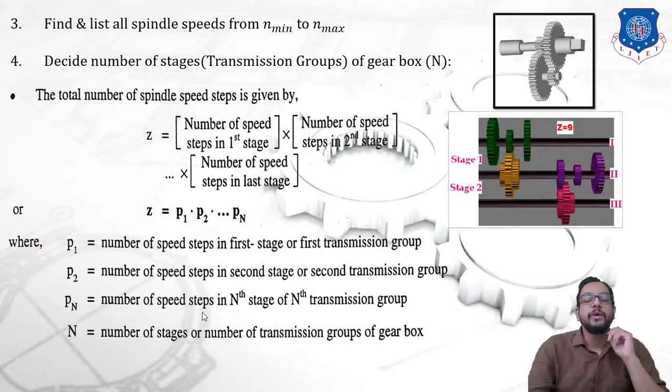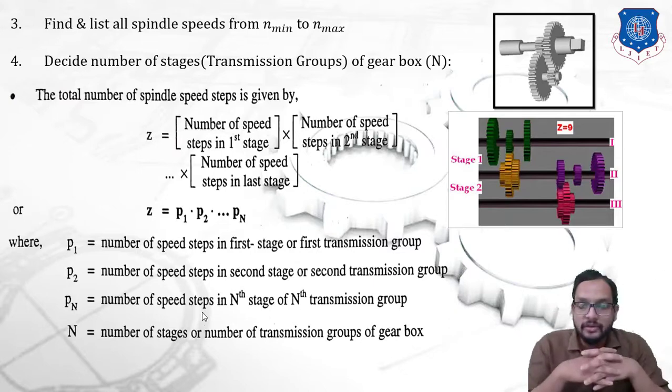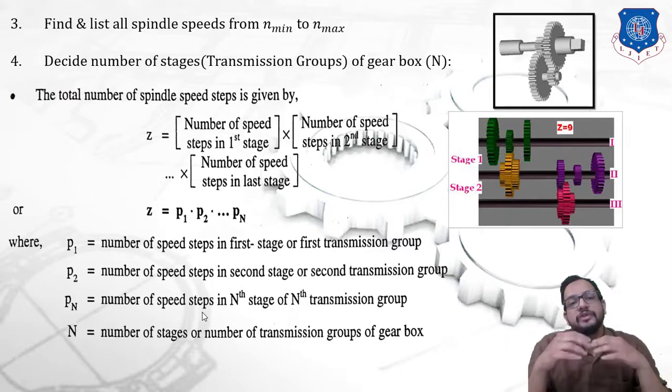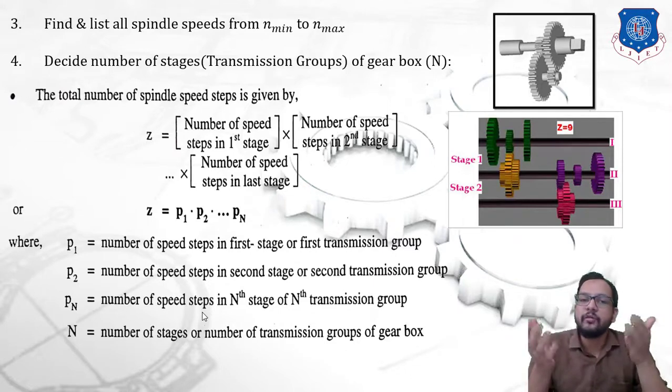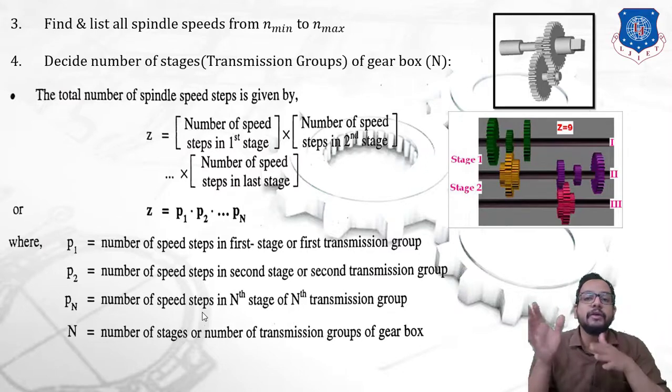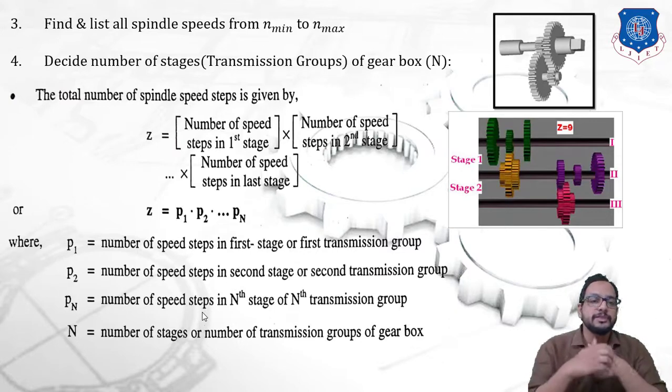Third step, we need to find and list all the spindle speeds ranging from n minimum to n maximum. We know that the most suitable technique to distribute speed is the geometric progression technique, right? So n minimum would be given in the data, that would be our n1. Then how can we determine n2? n2 will be equal to n1 phi, then n3 will be equal to n1 phi squared, up to n max. We need to list out all the spindle speeds. So this is our step number 3.